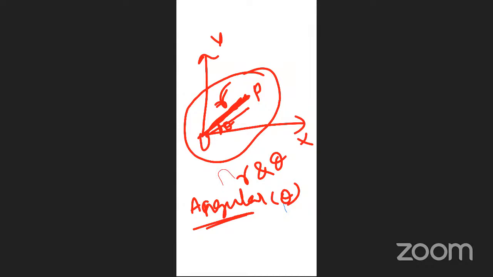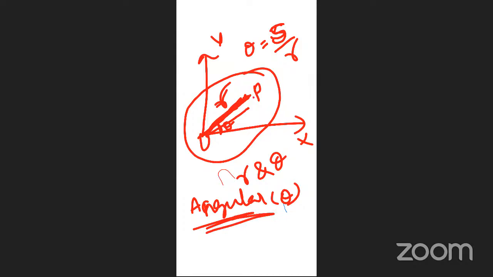Let s be the arc length. The angle theta is equal to s by r, where s is the distance along the circle. So theta is equal to s by r. This is the angular position.